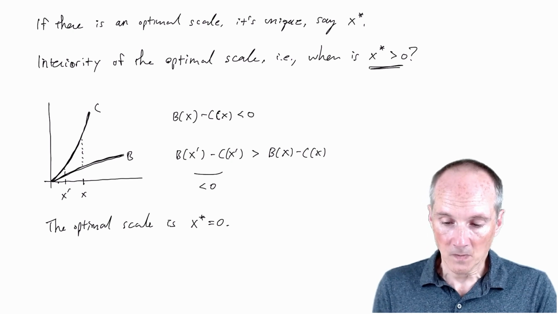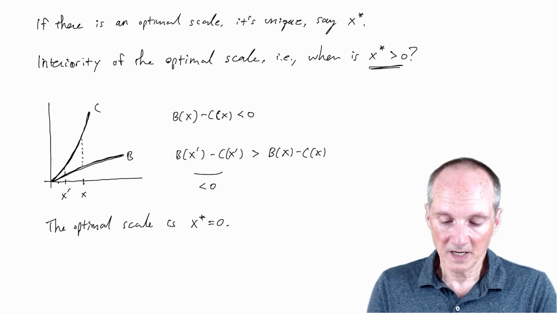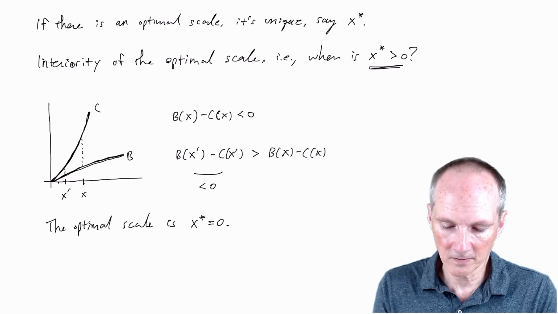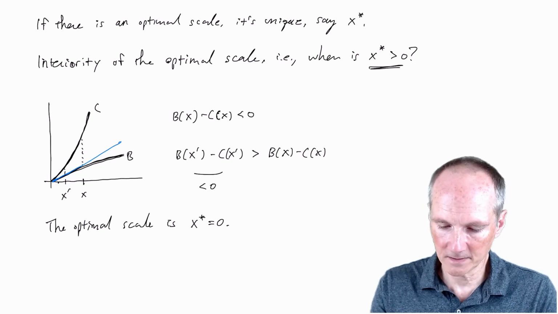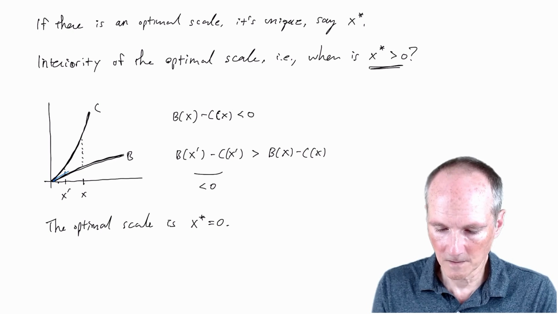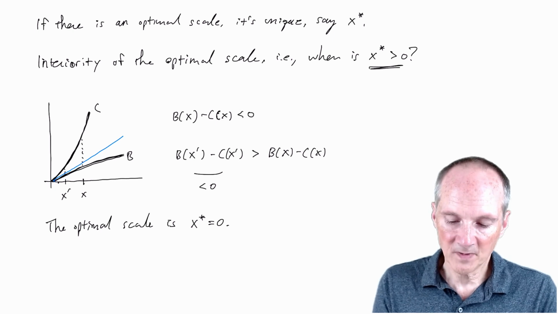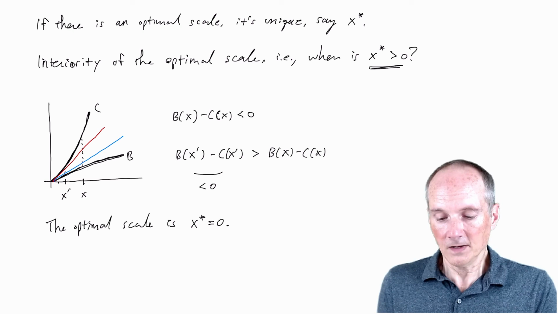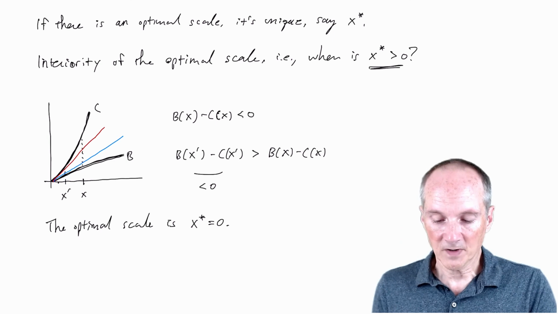Well, it's probably fairly clear just from looking at this that what's driving this is the slope of the benefit function at 0. It's like this. If I look at the slope of the benefit function at 0, it is the slope of that blue line. For the cost function, the slope at 0 is the slope of that red line. You can see that the marginal cost is always bigger than marginal benefit here.